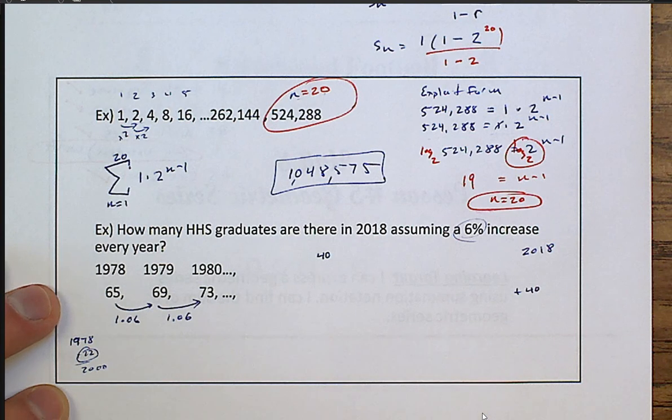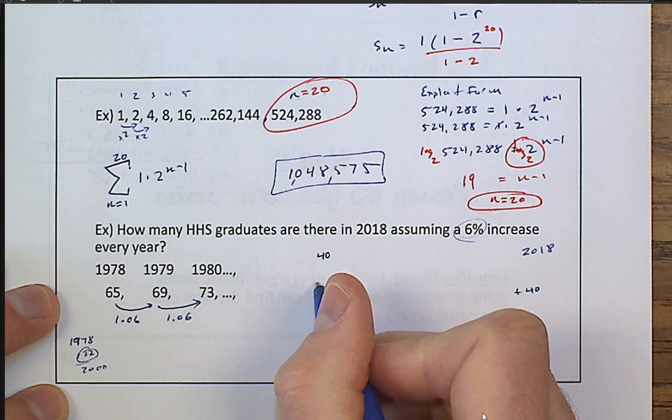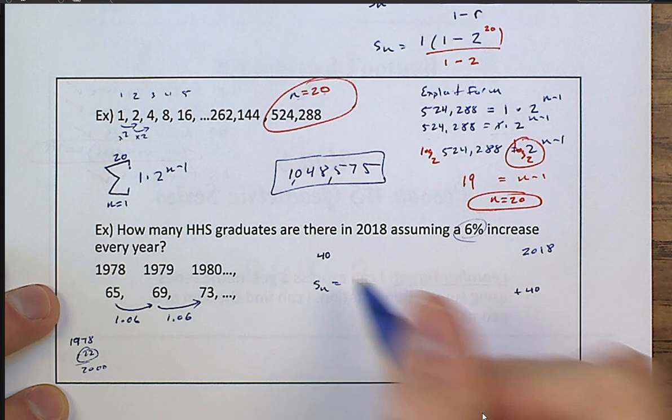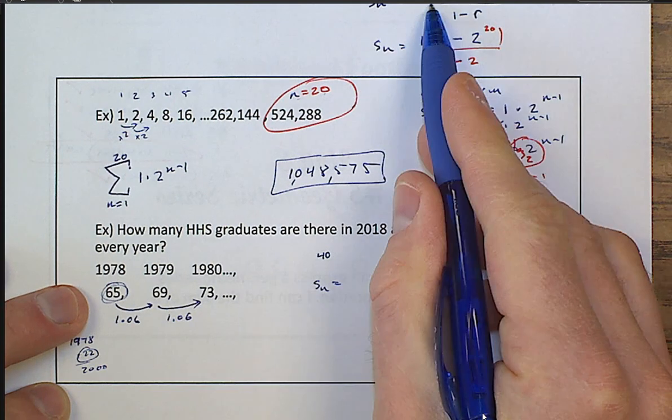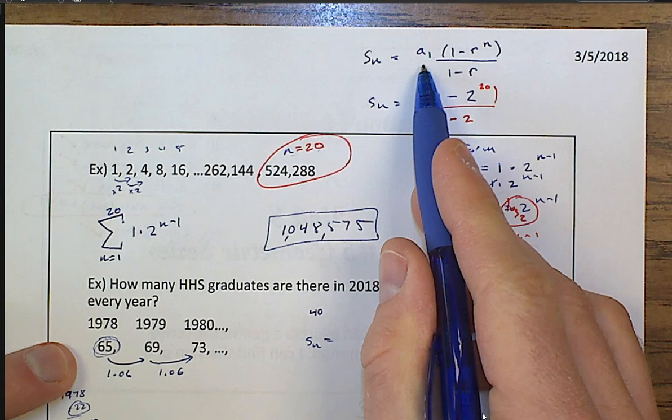So when we go to do our sum, it's going to be your first term. Your first term is 65 students, so your a sub 1 is going to be 65.